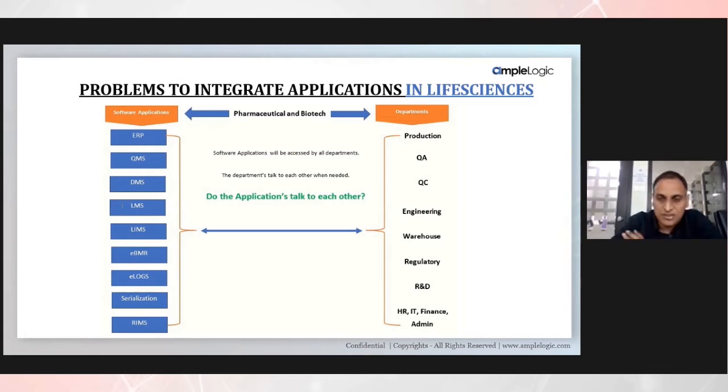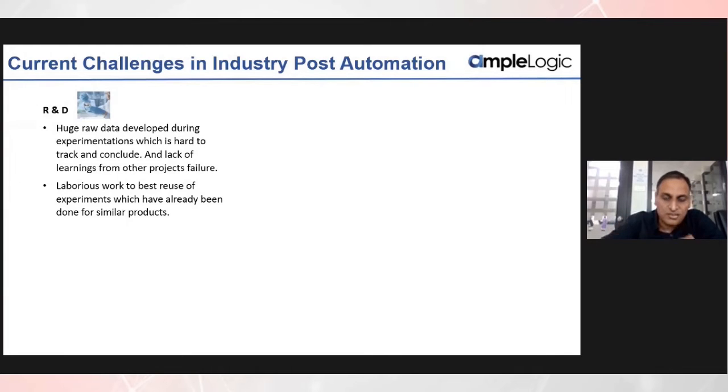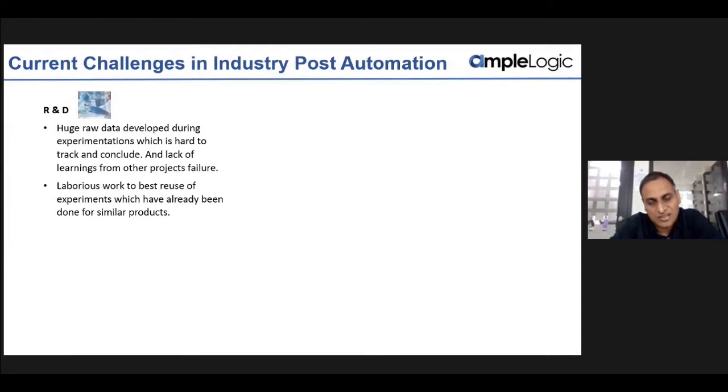So these are some of the issues the industry has been facing, even though there is automation in place. What is the reason? For automating any kind of process, you choose one of the best products in the world. Then once you have automated that process, when it comes to talking to another product or application, it is really a big challenge in terms of the cost of integration and the technology the systems share. Even though automation exists in the organizations, we have seen some challenges, which we try to list here specific to different areas.